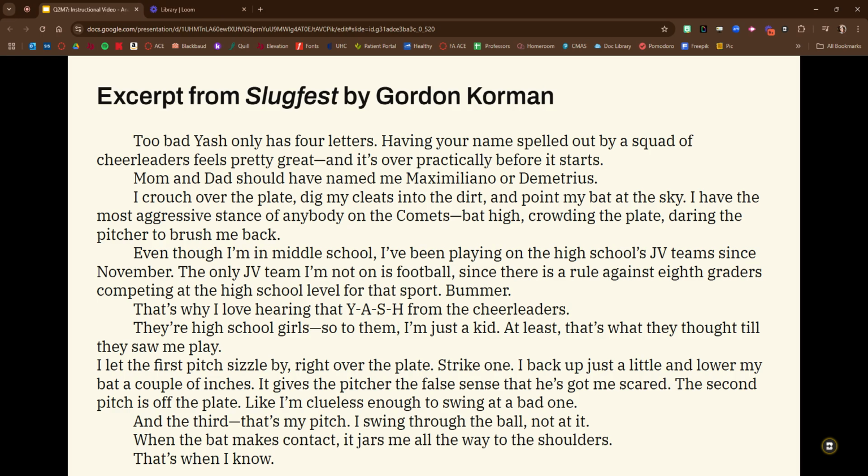I let the first pitch sizzle by right over the plate. Strike one. I back up just a little and lower my bat a couple of inches. It gives the pitcher the false sense that he's got me scared. The second pitch is off the plate, like I'm clueless enough to swing at a bad one. And the third, that's my pitch. I swing through the ball, not at it. When the bat makes contact, it jars me all the way to the shoulders. That's when I know.